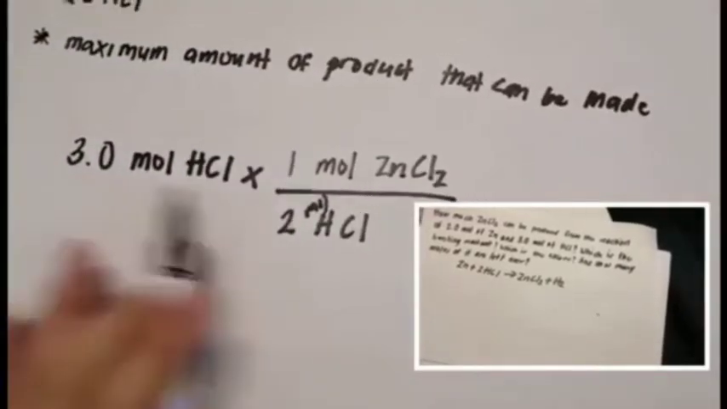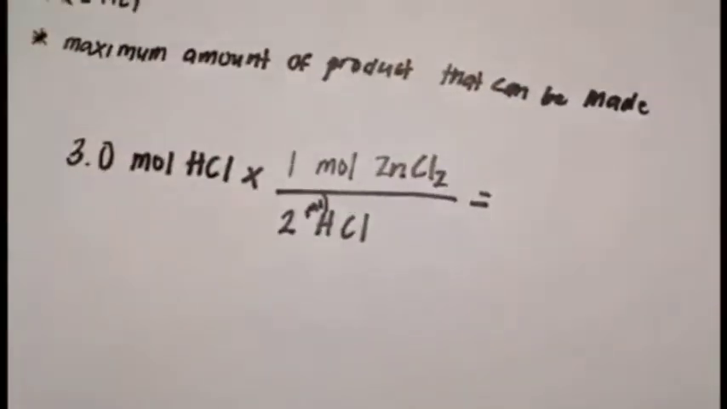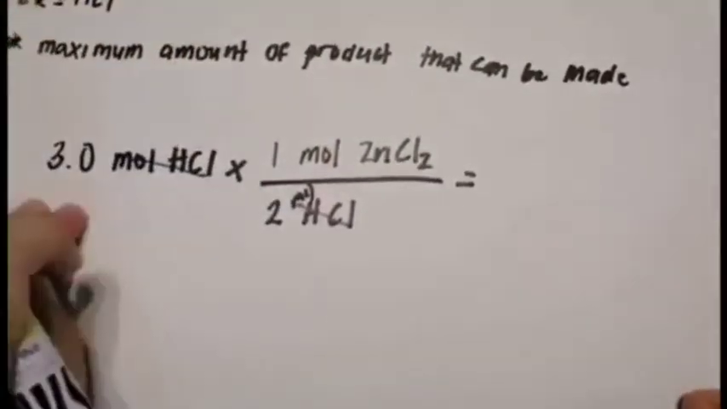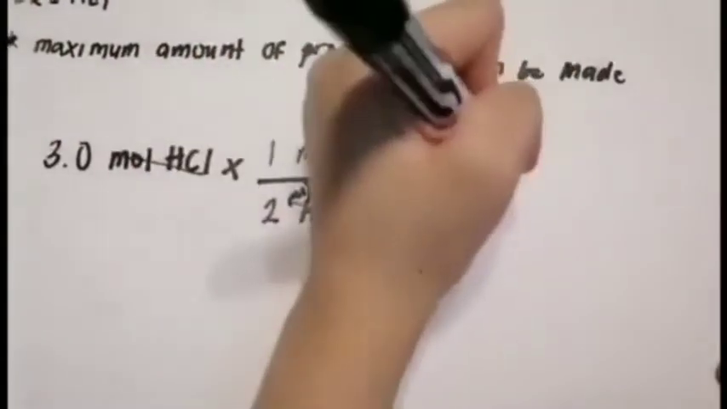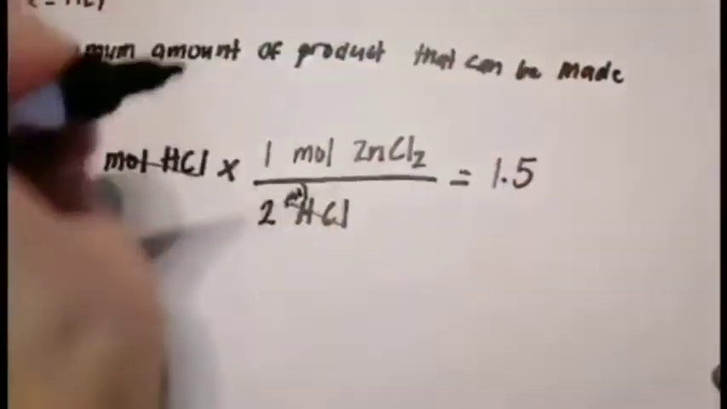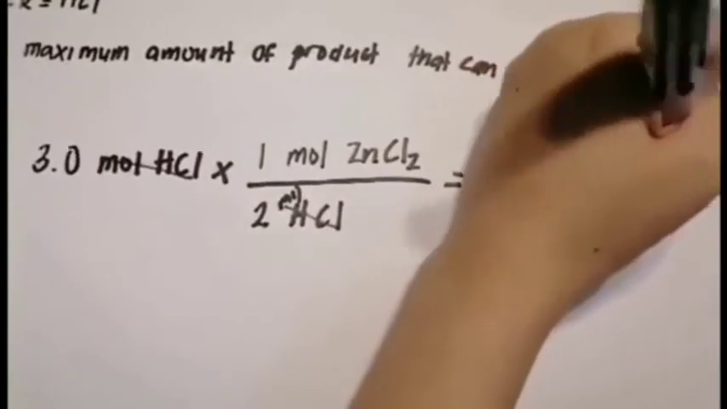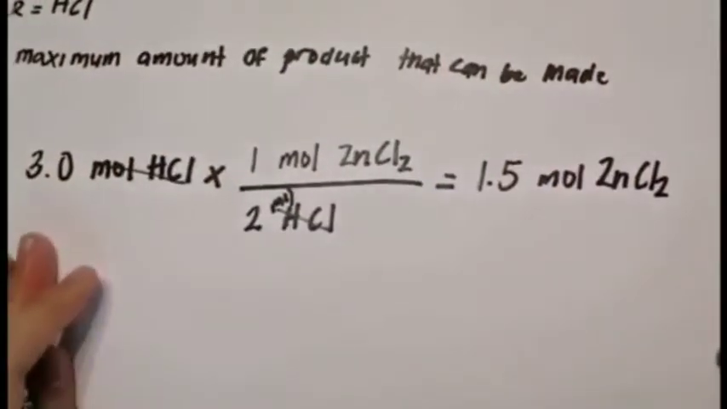Next, we multiply like normal. So we can cancel out mole of HCl, mole of HCl. So it's 3 times 1 divided by 2, just like a while ago. That is 1.5 mole of zinc chloride. So that is our maximum amount of product.